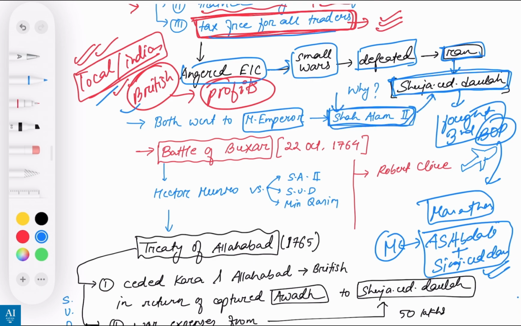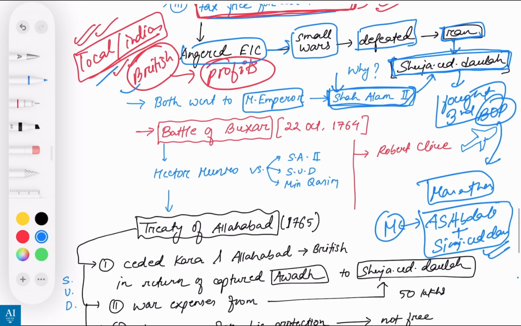And after that came the thought of attacking Bengal, under whom? The thought of attacking the British. That is the Battle of Buxar, on 22 October. This is also important. That is why the date is important, because chronological questions are asked in present exams.